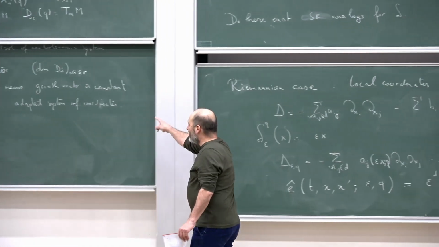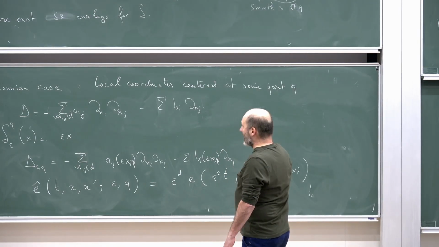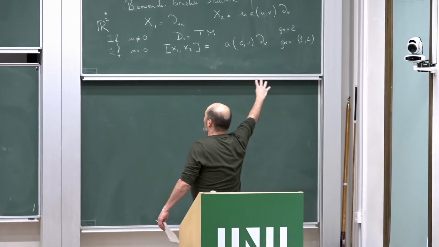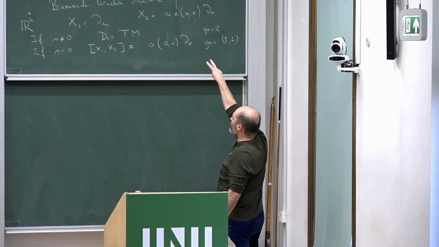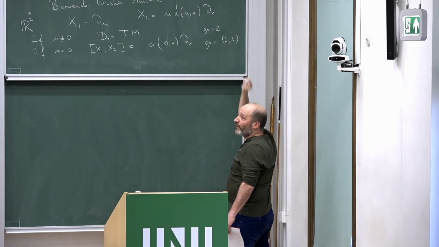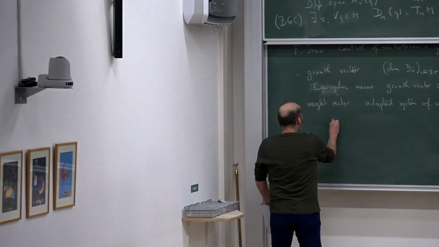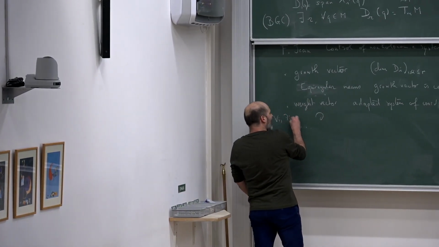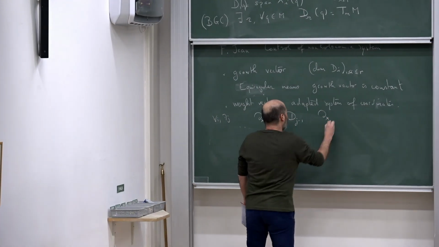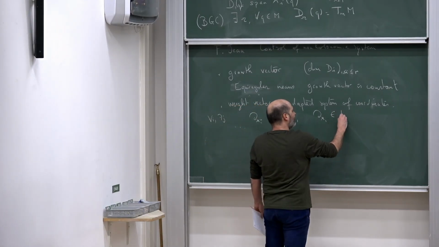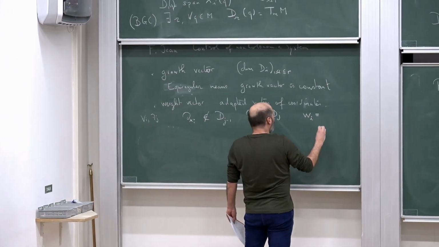So what is an adapted system of coordinates? You have d vectors, which are the d by dxi, and you want them to be adapted to the flag. If the growth vector is 2, 3, the first two coordinates will be in the first two-dimensional plane, and then the third one will be in 3, etc. So for each i there exists some j such that dxi is not in D_{j-1}, but is in D_j. And then you say that the weight of the coordinate i is j.